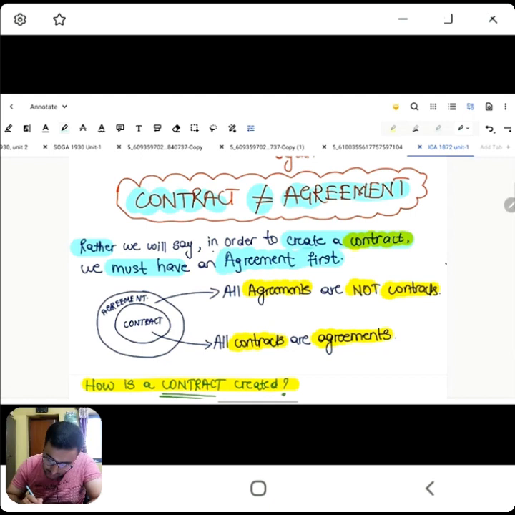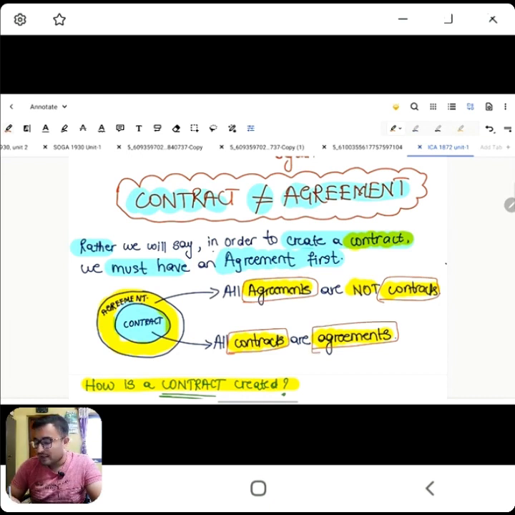Therefore, contract is a narrower term. Okay, agreement is a very wide term. All agreements are not necessarily contracts. All cars may not necessarily reach the destination. But if you have reached the destination, then you are definitely a car that once undertook the journey.